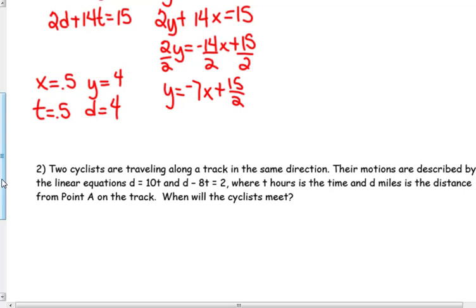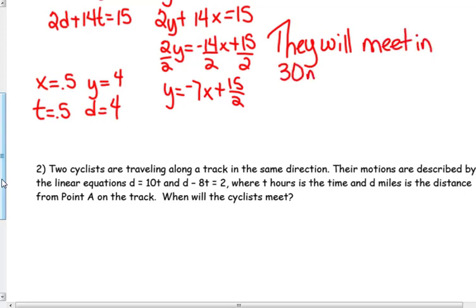So when will Marianne and Walter meet? They will meet in a half an hour, or I could say 30 minutes if I wanted to, a half of an hour later after they've started running, and when the distance is 4 kilometers.